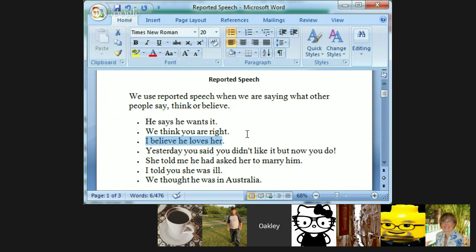You can, of course, say, I believe he loved her in the past, and use past tense to say what you think now about the past. But still, the main verb, I believe, would be in the present tense.